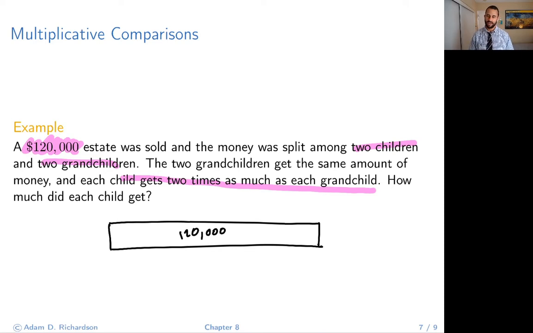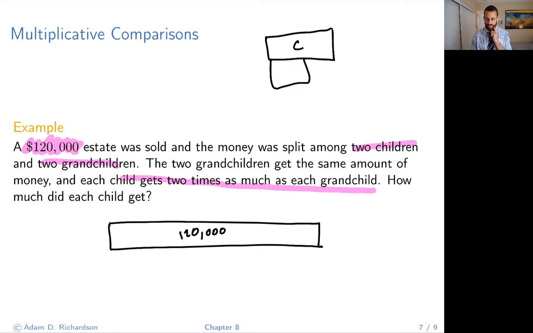Okay, so let's think about that here. Each child gets twice as much as each grandchild. I'm going to go off to the side and do a scratch diagram really quick. If this is how much money each child gets, then I know a grandchild would get half of that.